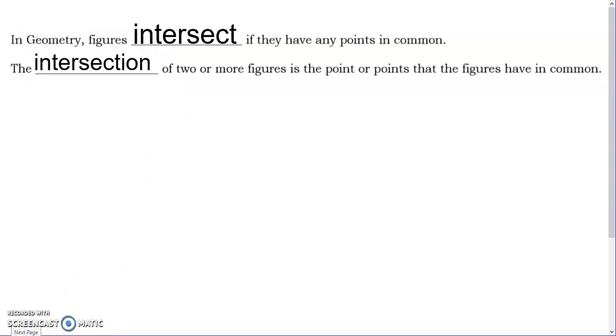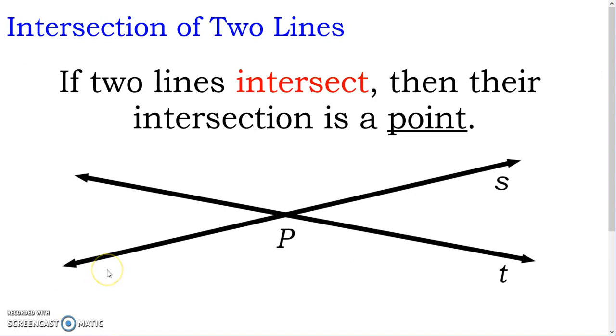So for example, the first type of intersection we're going to look at is the intersection of two lines. So if two lines intersect, then their intersection is at a point. In this example, line S and line T intersect at point P. Notice that line S and line T are named with two lowercase script letters, and then we have point P, which is a capital P.